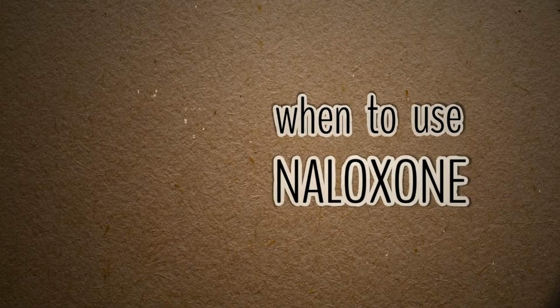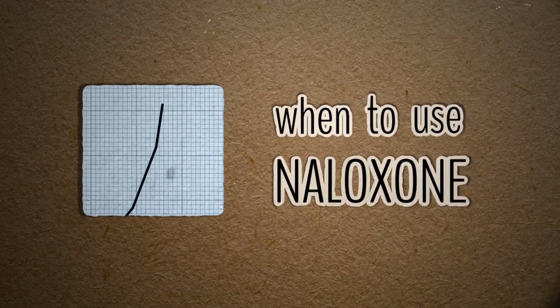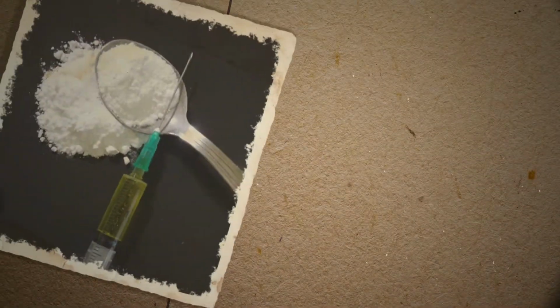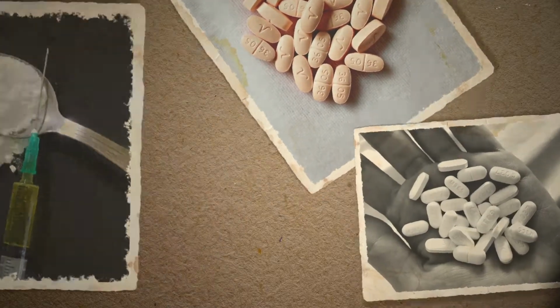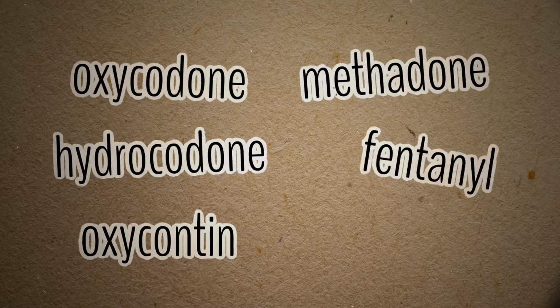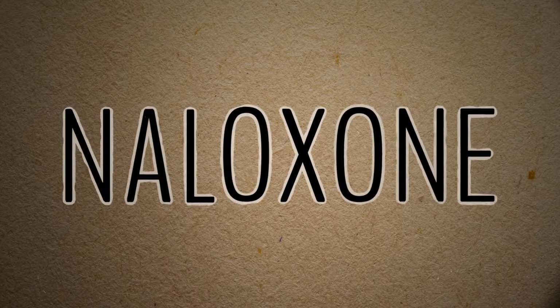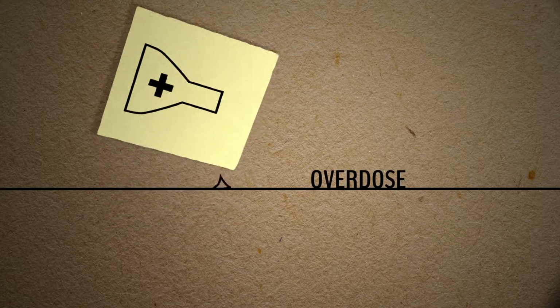When to use naloxone. Overdose is the #1 cause of death in Americans under the age of 50. If you struggle with opioid use, are taking high doses of painkillers, or are close to someone who takes opioids like oxycodone, hydrocodone, oxycontin, methadone, fentanyl, or heroin, you should know how to administer naloxone. Naloxone temporarily reverses the effects of an opioid overdose. It is the antidote to an opioid overdose and can save a life.